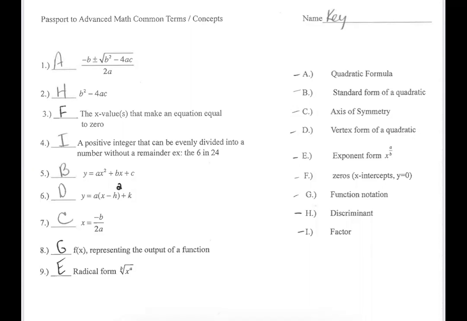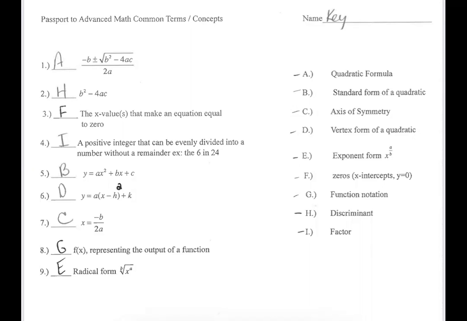For number 4, we have I, which is a factor, a positive integer that can be evenly divided into a number without a remainder. So 6 is a factor of 24 because it divides evenly into 24.